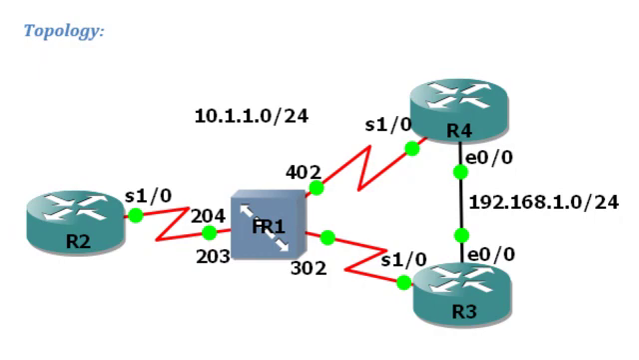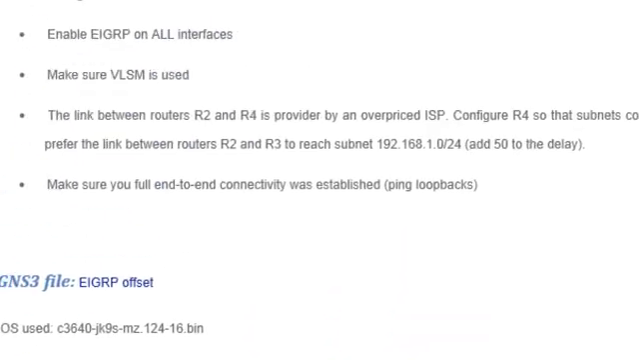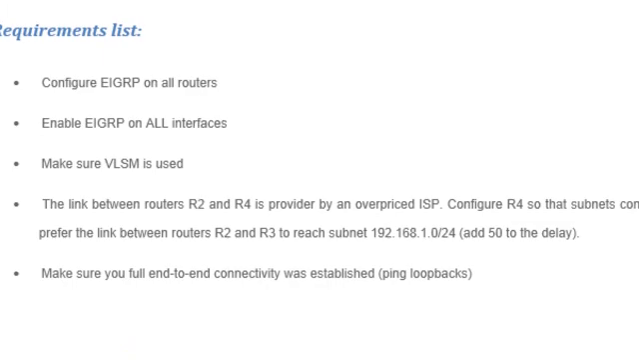In this lab, we'll be doing some EIGRP route manipulation using the offset list command. So let's have a look at the requirements list. We have to enable EIGRP on all routers. We have to make sure EIGRP is enabled on all interfaces, that we're using variable length subnet masks, and finally, that we configure R4 so that the link between R2 and R3 is preferred.